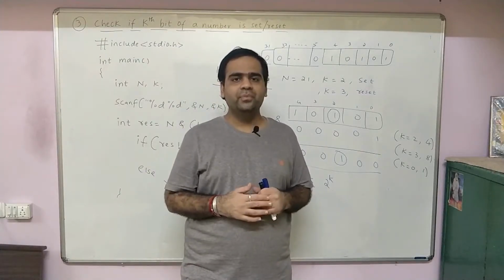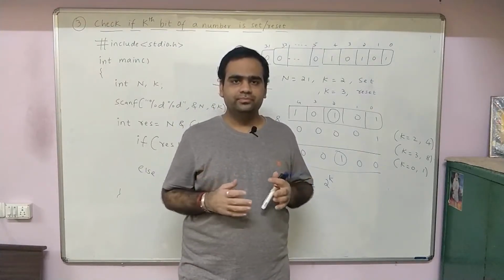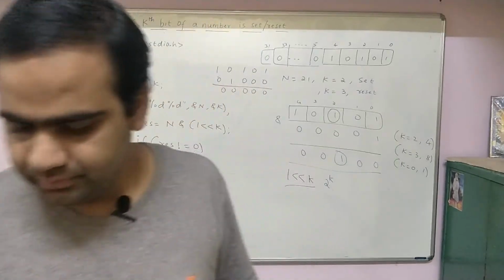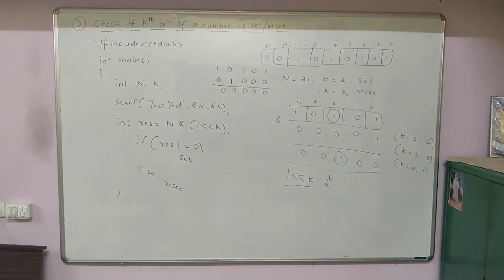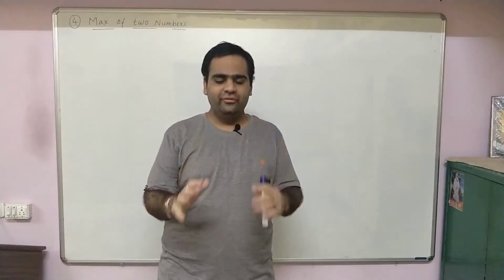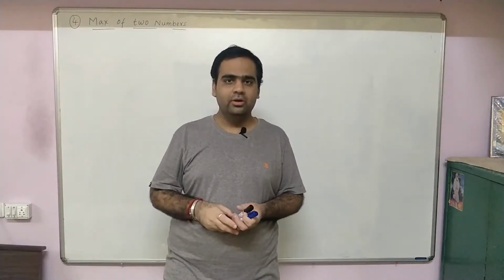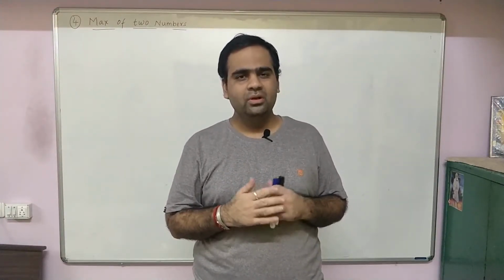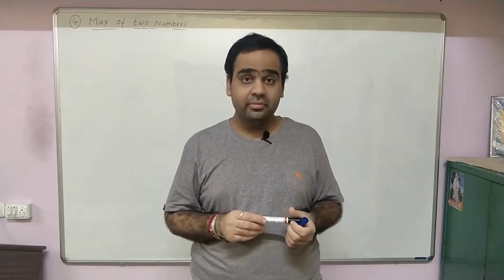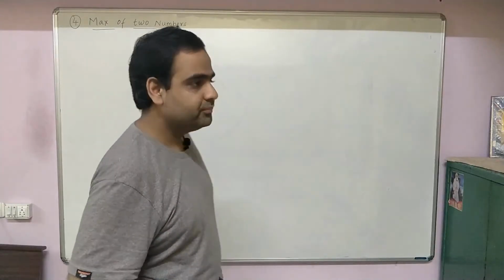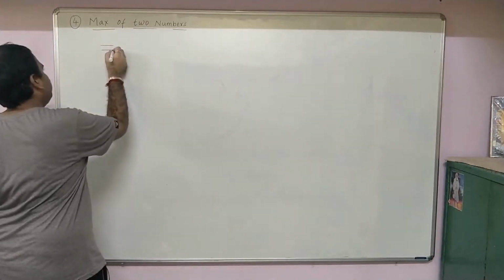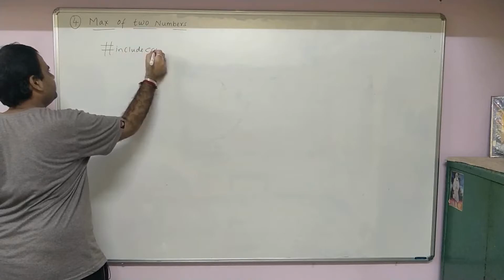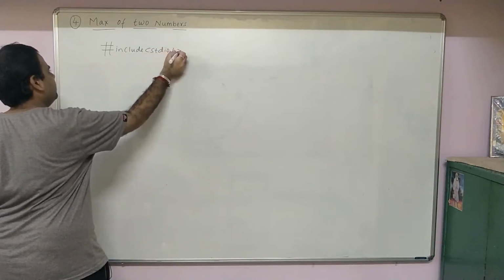Now let us see how we find the maximum of two numbers. Very, very simple. Here I will do this using conditional operators. With if else I will leave it as an assignment for you to solve yourself. The input for this question is two numbers a and b.